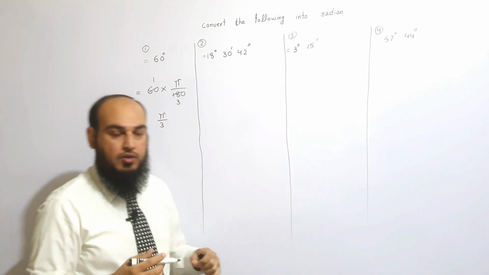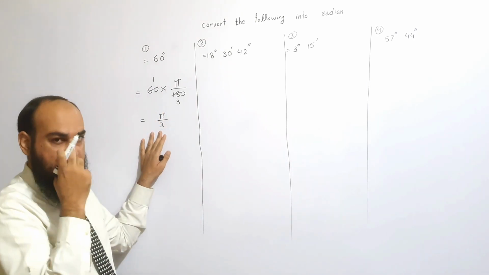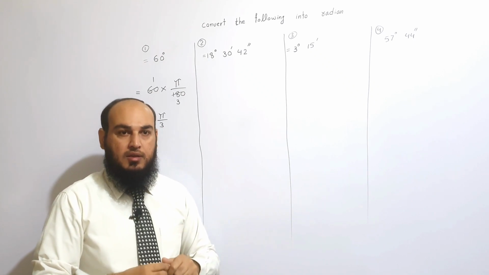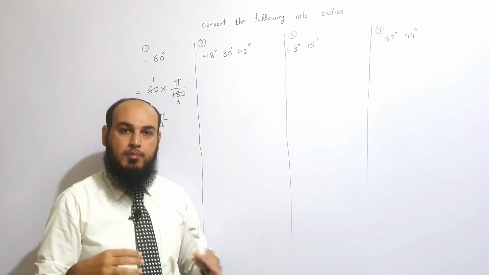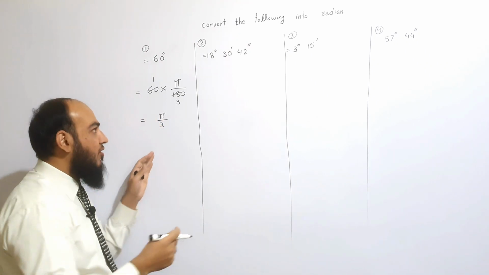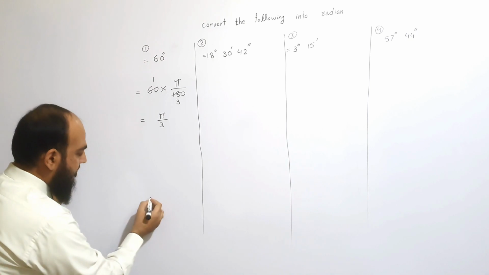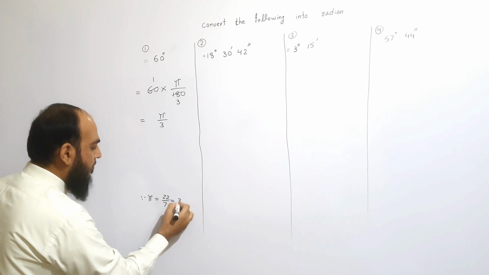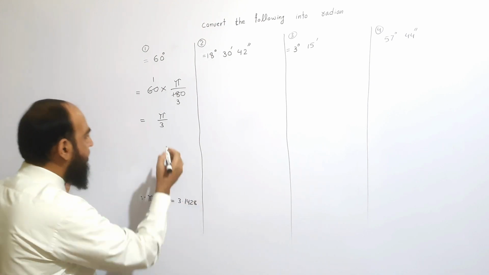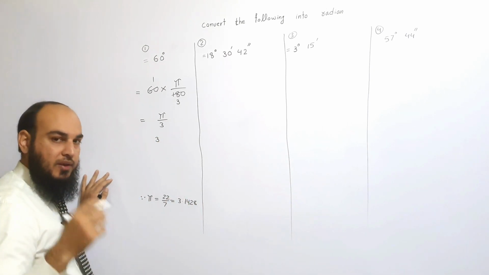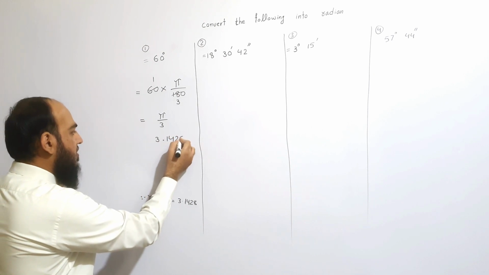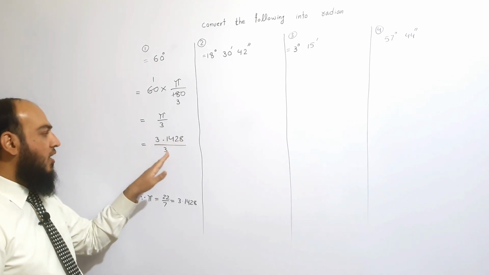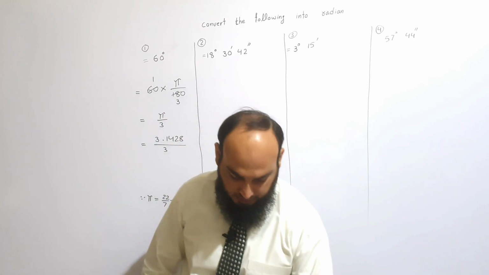If you want to write your answer in the form of a fraction, this answer is okay. But if you want to write your answer in decimal form, then you have to put in the value of pi. Let's see what the value of pi is. We know that pi is equal to 22 over 7, that is equal to 3.1428. We will put the value of pi in place of pi, that is 3.1428 divided by 3. We will divide 3.1428 by 3 with the help of a calculator.